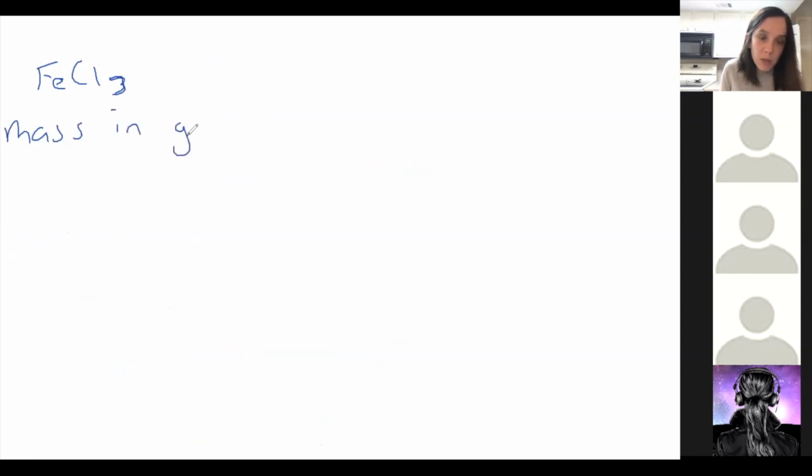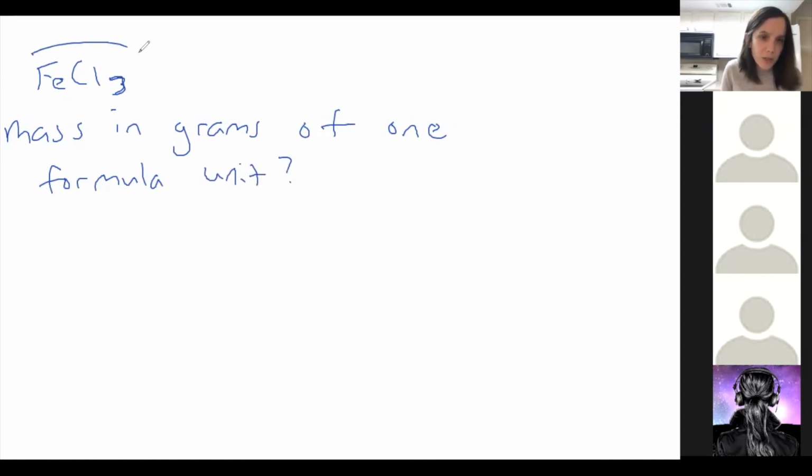One last thing today. We'll do the same one, FeCl3, stick with that one. The question they're asking now is, what would be the mass in grams of 1 formula unit of FeCl3? So they're asking for the mass in grams of 1 formula unit. A formula unit, remember, is just one of these things. That's one formula unit right there. It's just 1 Fe and Cl3.